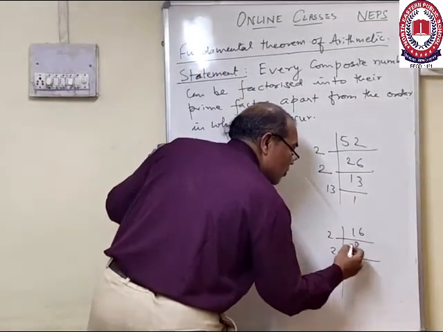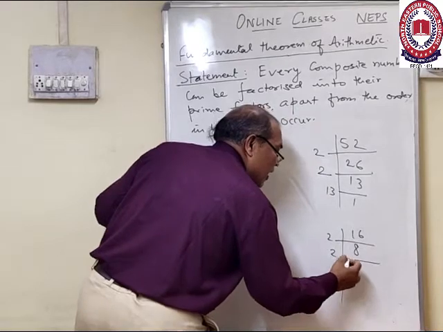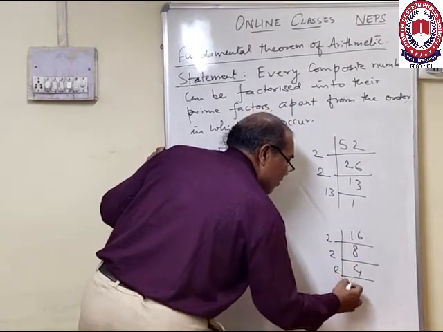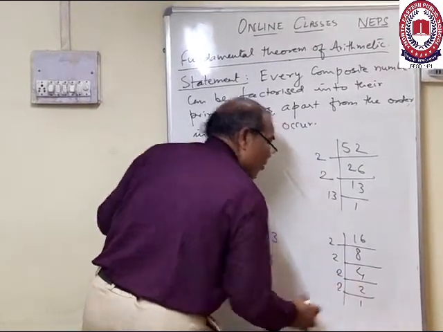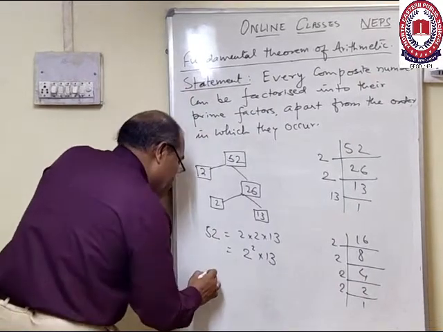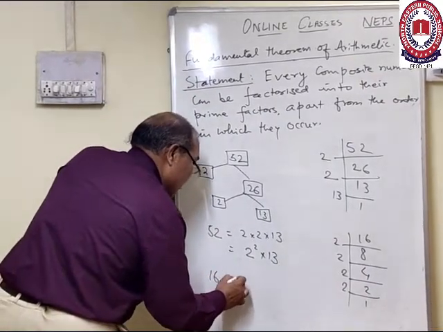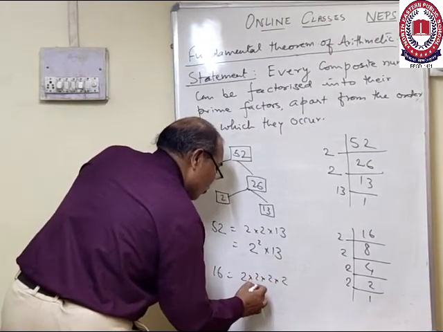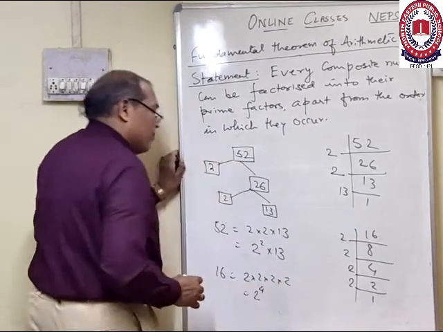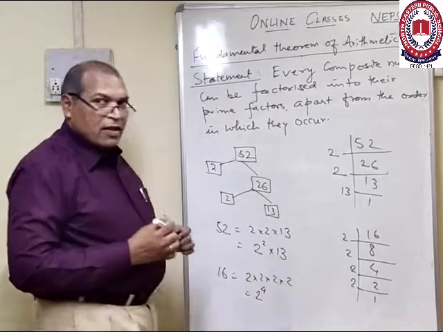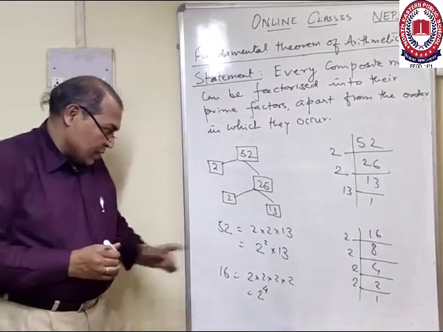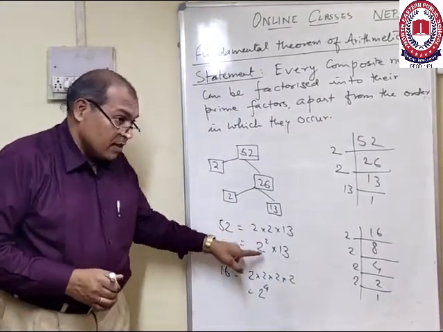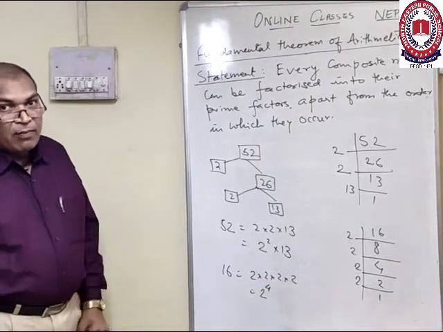are 2 divided 8 times, again 2 divides it 4 times, 2 divided 2 times, 2 divides it 1 time. So here we can write 16, that is 2 into 2 into 2 into 2, it means we can write 2 to the power 4. So whenever the prime factors come, we can express these factors in their exponential form.